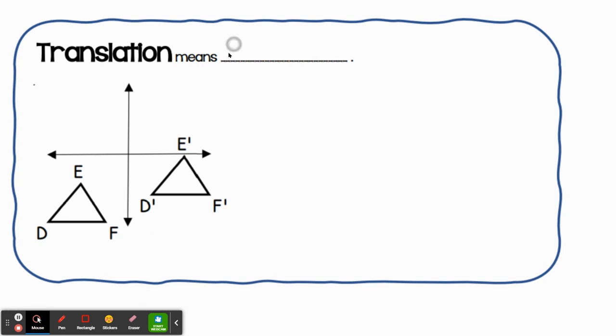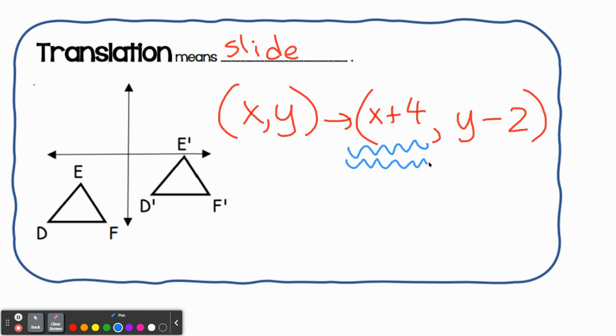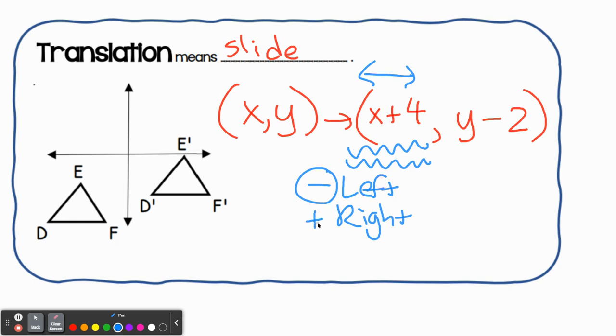Translation. A translation means to slide a figure. When I slide a figure, I am moving it either left or right, or up or down. To write a shape algebraically for a translation, you would take the x value and add or subtract your number, and then you would take the y value and add or subtract. Remember that the first value is telling you how far your graph is moving from left to right. If they are subtracting, your graph moved to the left. If they are adding, your graph moved to the right.